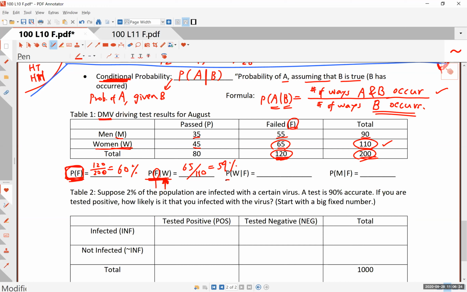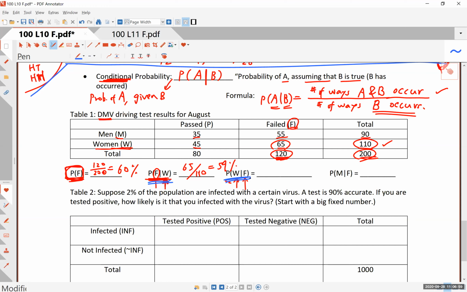How about the probability of, and be careful here, what is the probability that the person was a woman given that the person failed? You see the difference here? The first one says, what is the probability that the person failed given that it was a woman? In other words, out of all the women who took this, how many of them failed? What percentage failed? This one is a different question. This is asking what is the probability of W given F? What is the probability that the person was a woman given that the person failed?